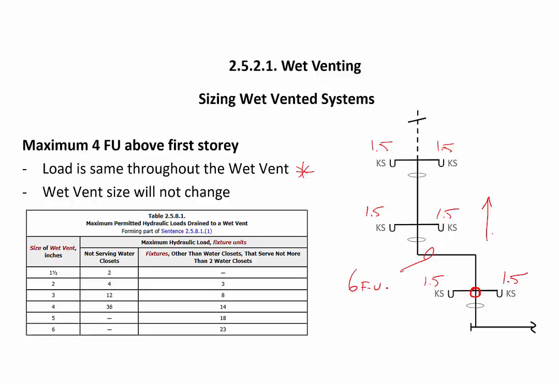By the way, not serving water closets, on table 2581, we'd be looking down this column here, no water closet being served. We said we had 6 fixture units draining into the stack. We don't include the lowest most fitting. So we look for a number that is 6 or greater down the list. The first we find is this category for 12. Look to the left and the size of our wet vent will be 3 inches. So this wet vent would be 3 inch in size from its connection to the stack vent, minimum, all the way down through the remainder of the system.